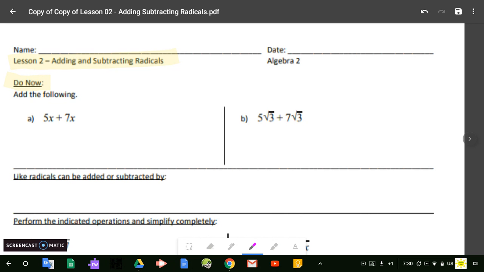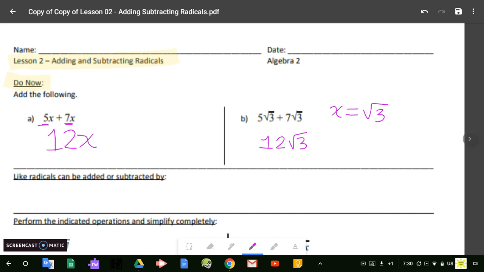Okay, so at this point you've tried it, and for the first part, you should have been okay with getting 12x. 5x and 7x are like terms, so I combine their coefficients and I get 12x. Now, radicals work in a very similar way. In fact, you could think of the radical 3 just like the x. So I have 5 radical 3's plus 7 radical 3's. Altogether, I have 12 radical 3's.